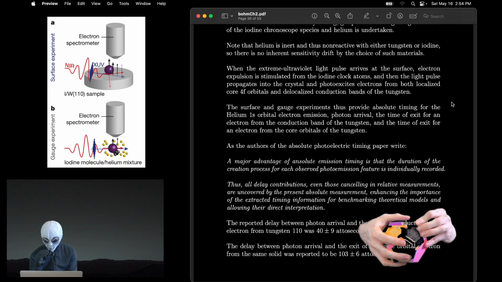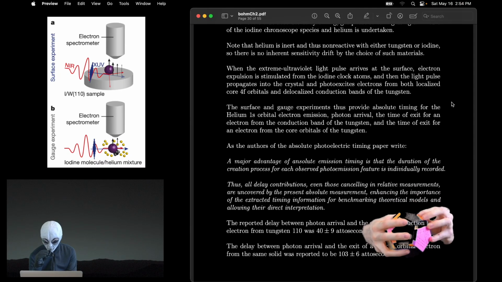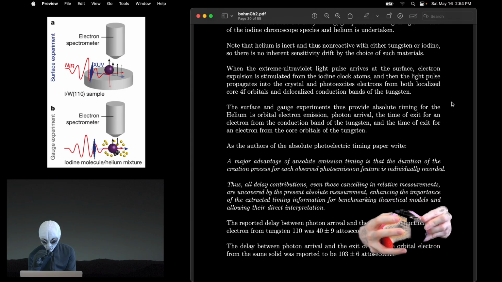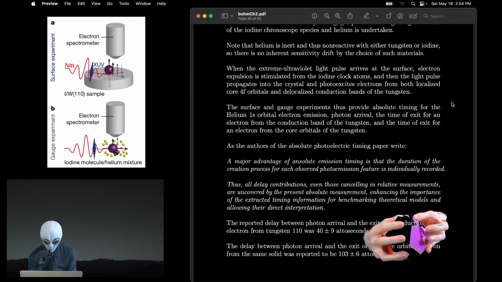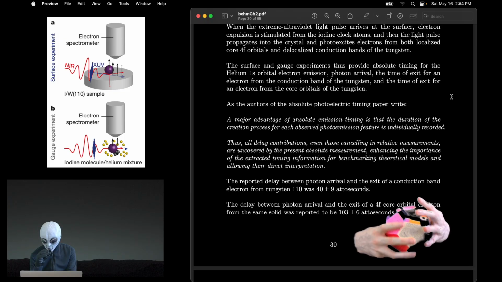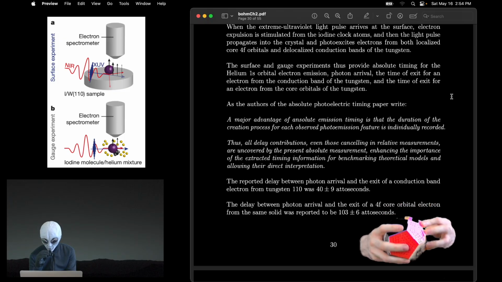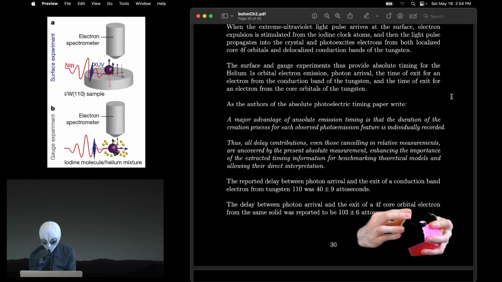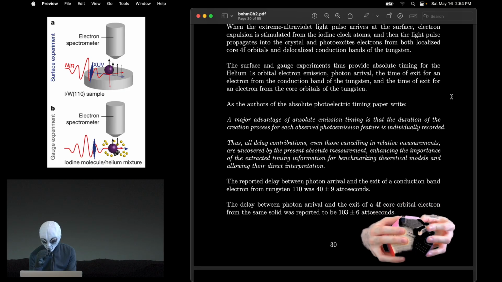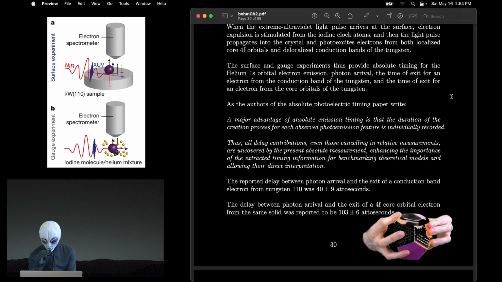When the extreme ultraviolet light pulse arrives at the surface, electron emission is stimulated from the iodine chronoscope atoms, and then the light pulse propagates into the crystal and photoexcites electrons from both localized core 4f orbitals and delocalized conduction bands of the tungsten. The surface and gas experiments thus provide absolute timing for the helium 1s orbital electron emission, photon arrival, the time of exit for an electron from the conduction band of the tungsten, and the time of exit for an electron from the core orbitals of the tungsten.